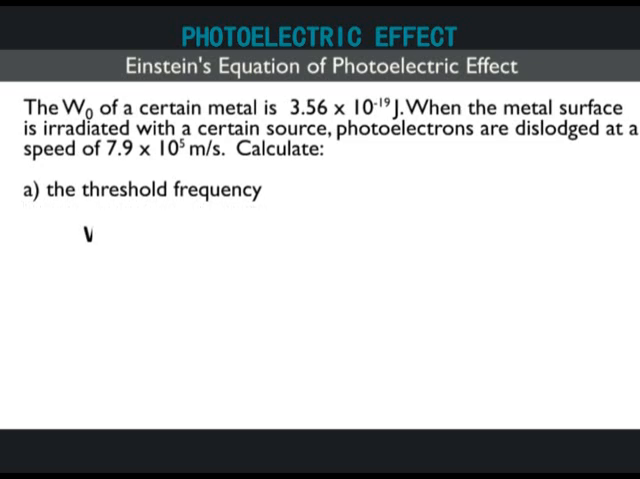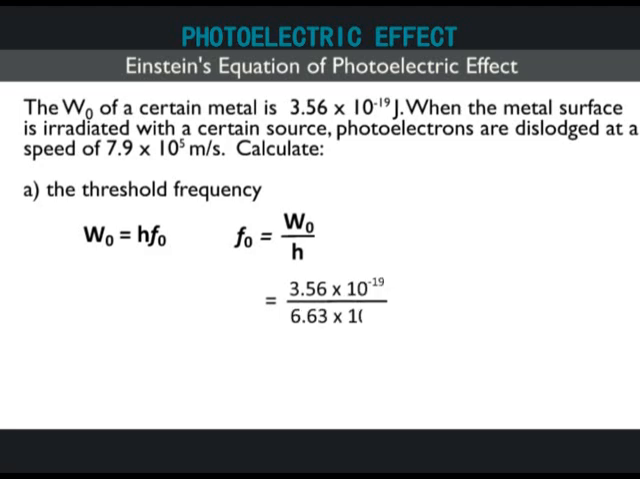So, work function is equal to Planck's constant h times the threshold frequency f naught, meaning that f naught is equal to work function over the Planck's constant. That is 3.56 times 10 to power negative 19 over 6.63 times 10 to power negative 34. That gives us 5.37 times 10 to power 14 Hertz.